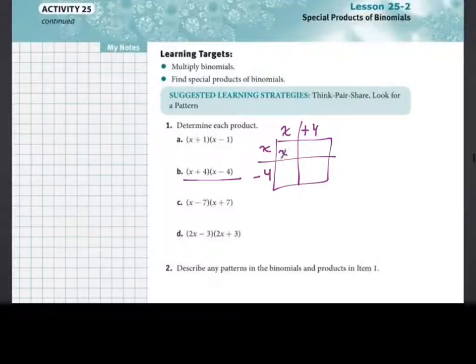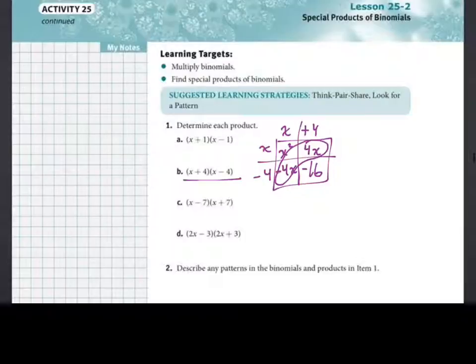x times x is x squared. x times 4 is going to give you 4x. x times negative 4 is going to give you negative 4x. And then the last one, negative 4 times positive 4 is going to be negative 16. Now I'm doing a little shortcut thing here. I know that these are like terms, so I'm going to add those up.